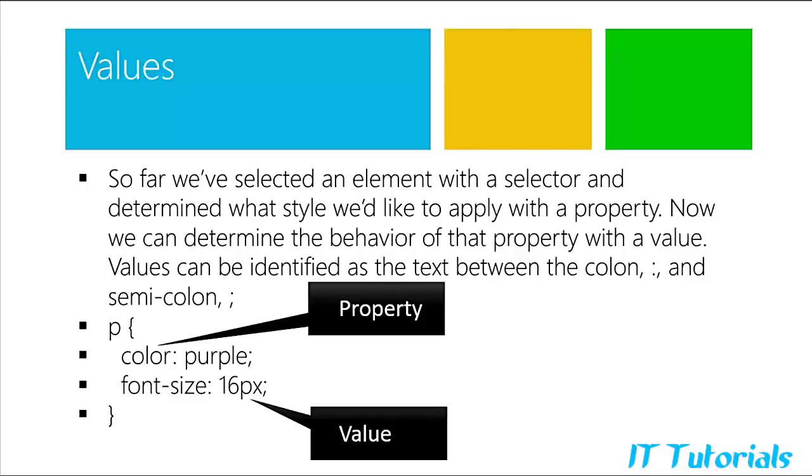So for example, in this small CSS block, you can see the element, the property, and the value. P being the element, color being the property, and of course our value is 16 pixels. PX stands for pixels.